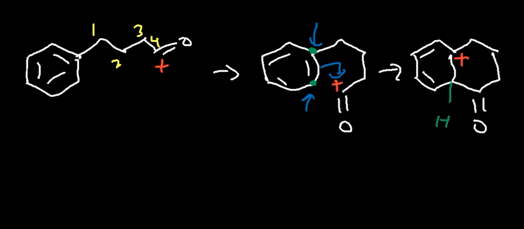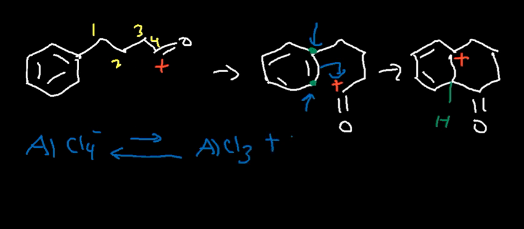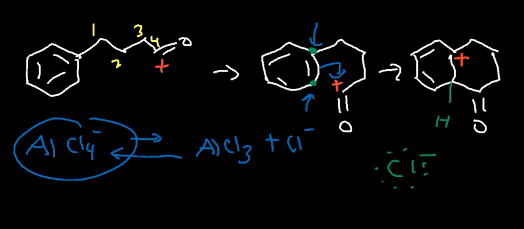So now, by the way, keep in mind that AlCl4- is in equilibrium with AlCl3 and Cl-. However, this form is more stable. We can use chloride or we can use AlCl4- as a weak base to grab a hydrogen. But I'm not going to get into the particulars about which base to use, I'm just going to keep it simple. So chloride is going to grab a hydrogen, and this carbon-hydrogen bond is going to break, regenerating the aromatic ring. And so we get this product. So that's the mechanism for that reaction.